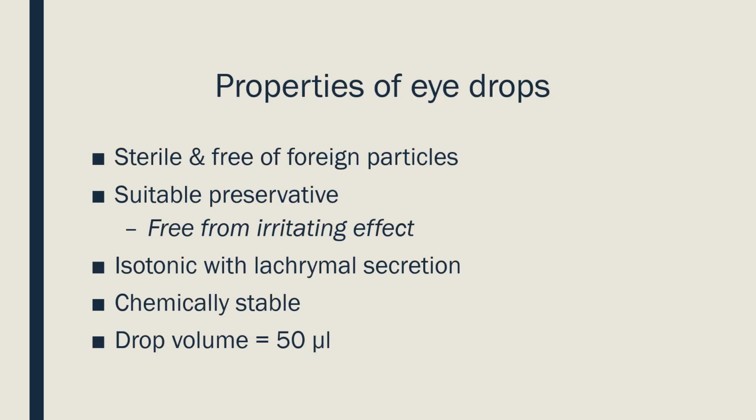In order for an eye drop to be safe and effective in the eye, there are several different properties that this eye drop must have. It must be sterile and free of foreign particles. It has to contain a suitable preservative but it needs to be free from irritating effect. It also needs to be isotonic with the lacrimal secretion and chemically stable. Lastly, a drop volume can only equal around 50 microliters.